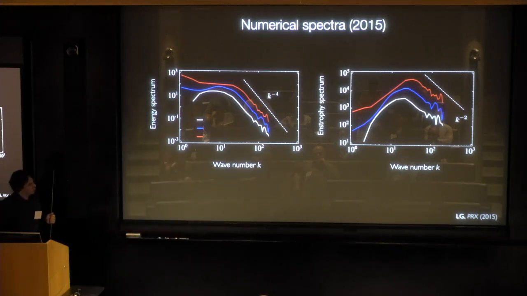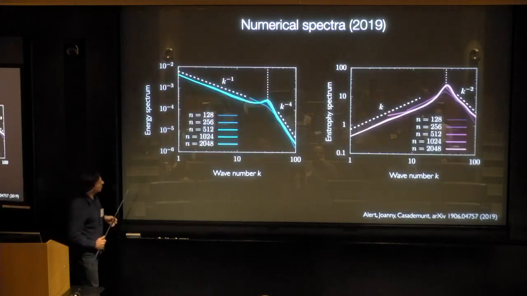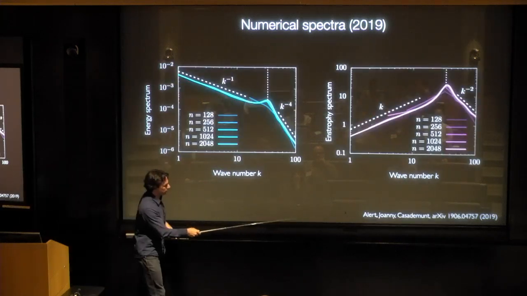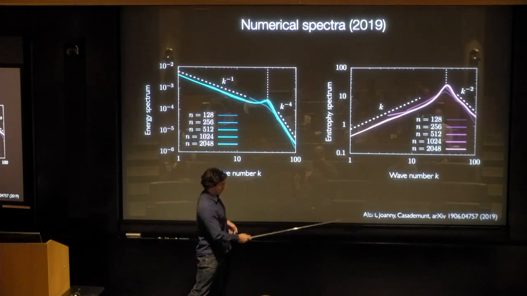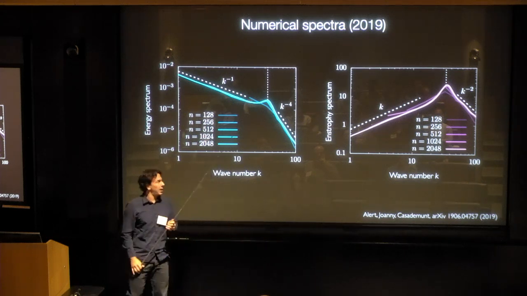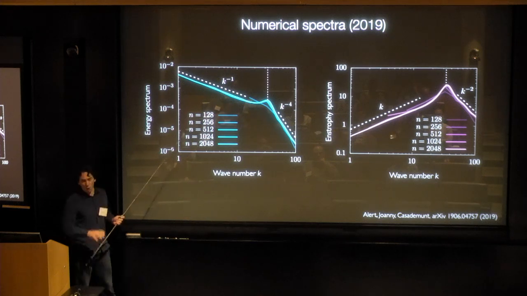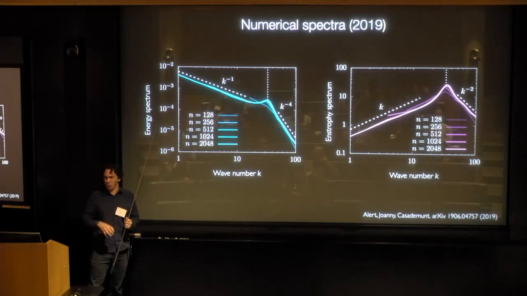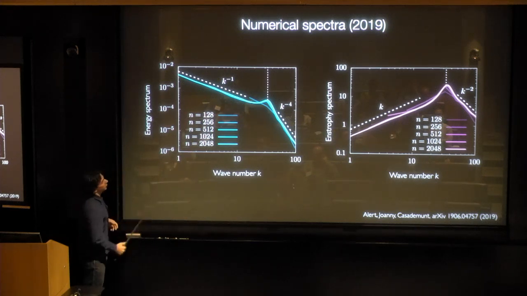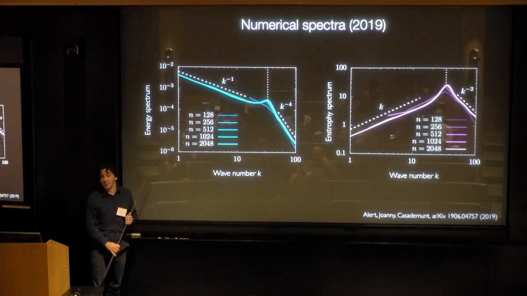However, fortunately for me, other people devised a better way to do this simulation. This is a paper by Alert, Joanny, and Casademunt that you can find on the arXiv. In this case, they managed to go to much larger sizes, also using a clever parameterization of this nematic field. And here, the 4 exponents are actually manifest. They are exactly what is predicted by the theory.